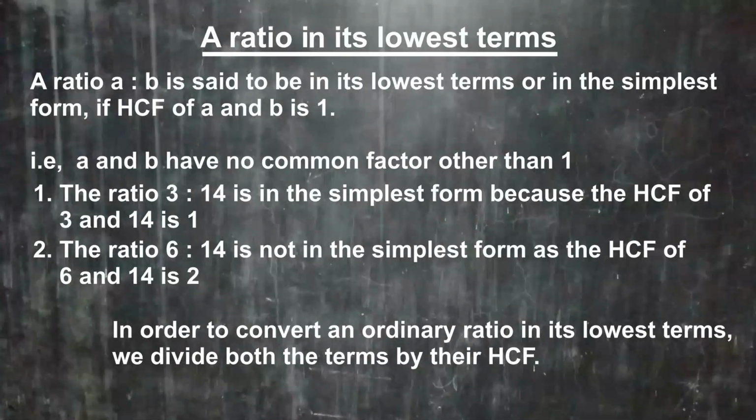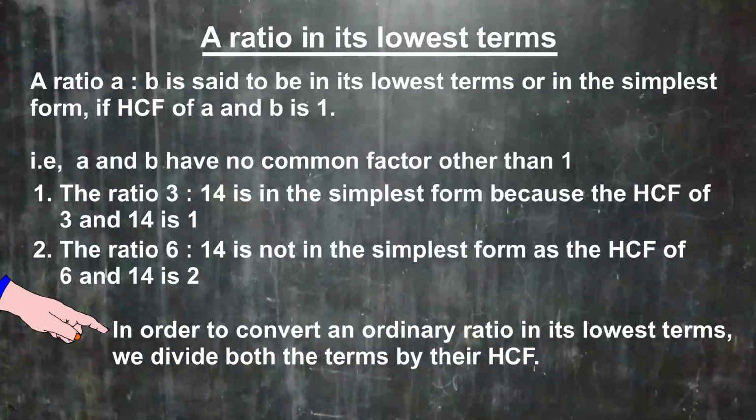A ratio in its lowest terms. A ratio A is to B is said to be in its lowest terms or in the simplest form if the HCF of A and B is 1, that is, A and B have no common factor other than 1. 1. The ratio 3:14 is in the simplest form because the HCF of 3 and 14 is 1. 2. The ratio 6:14 is not in the simplest form as the HCF of 6 and 14 is 2.